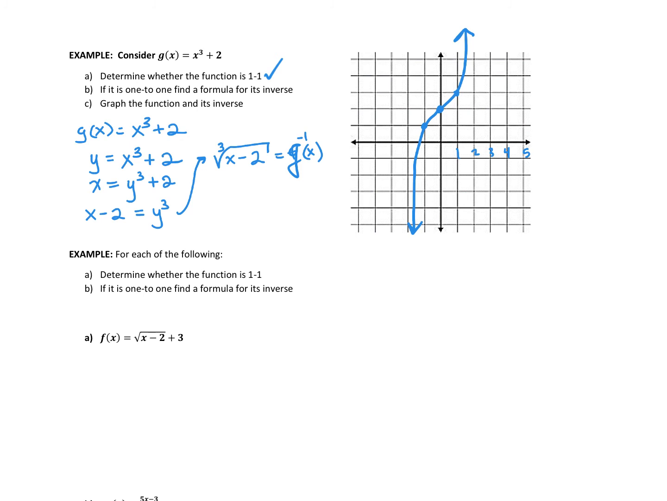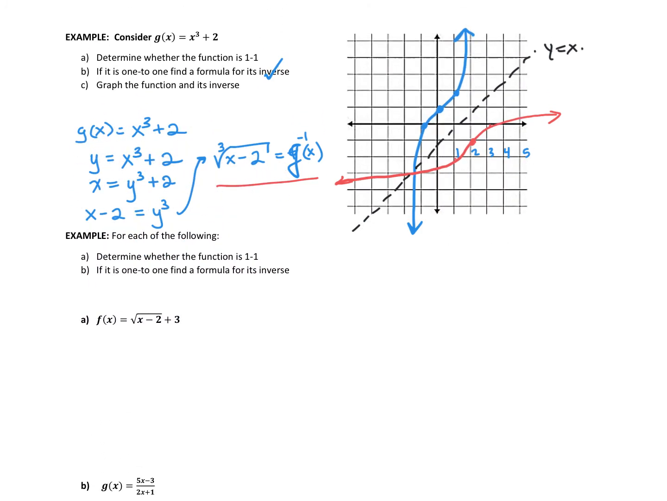So what does this look like? Well, this is a cube root shifted to the right 2. And it's going to look something like this. And again, this is in fact a reflection across the line y equals x. So I have a couple of more examples here. Pause your video and see if you can find the inverses here.